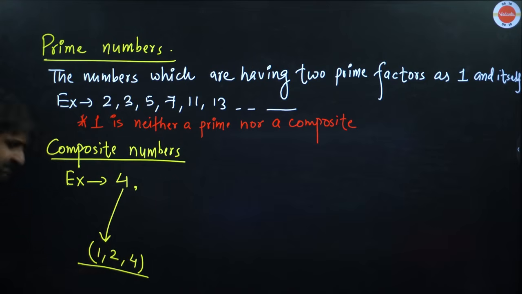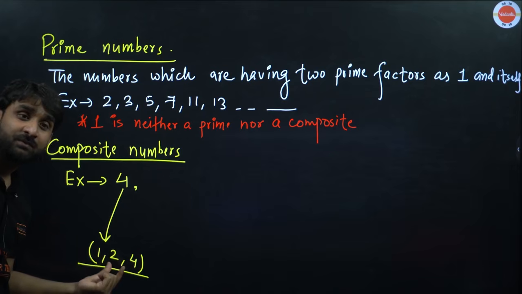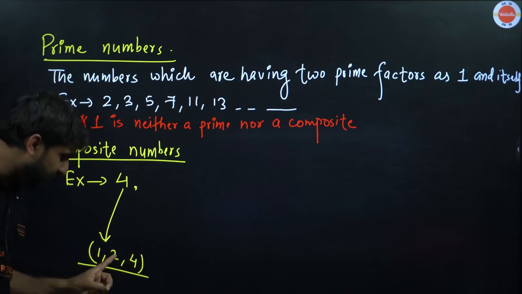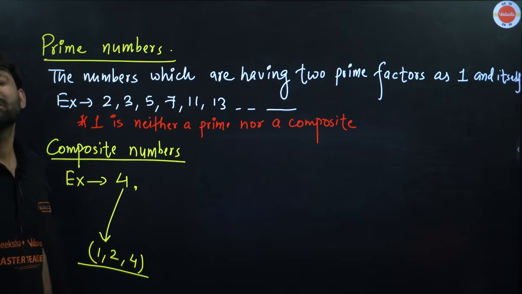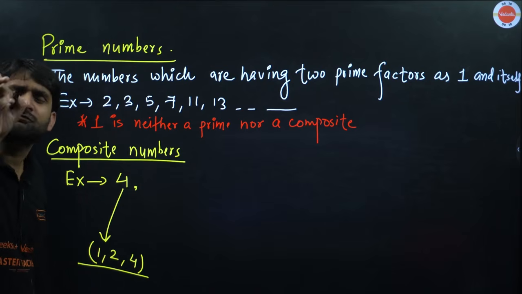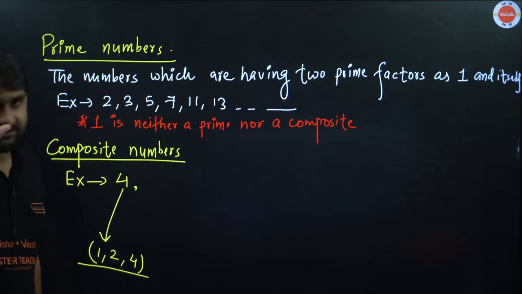So how many factors are there? 3 factors. Apart from 1 and 4, one more factor is there, which is 2. So how many factors are there? 3 factors. It means that 4 is the first composite number in the number system, right?